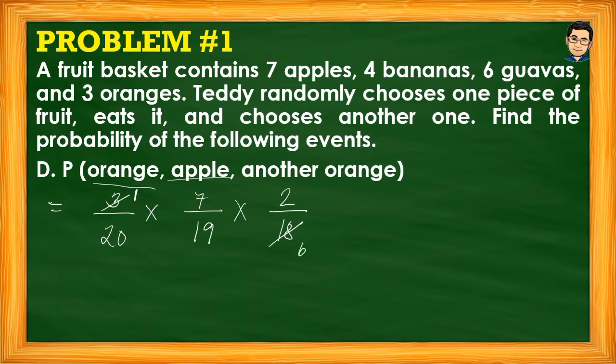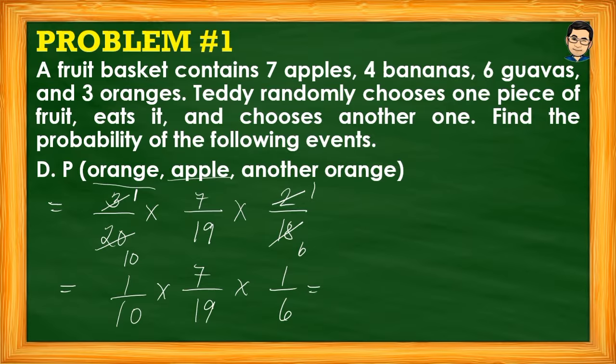Next, 20 tsaka 2. So, ang 2 magiging 1 na lang. So, 2 divided by 2, 1. 20 will become 10. So, yung mga natira natin, so 1 over 10 times 7 over 19 times 1 over 6. So, wala na tayong may simplify pa dyan.